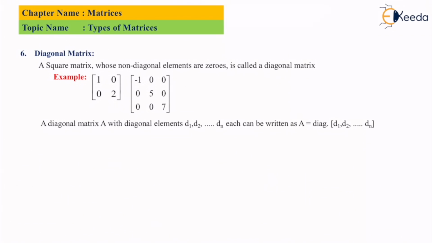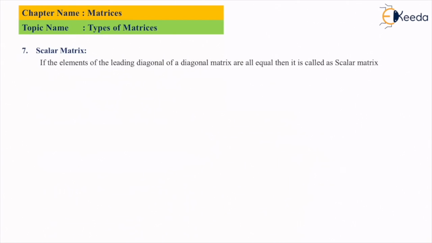So here I can say that this A is equal to diagonal matrix. So in bracket 1, 2. So this itself shows that it's a diagonal matrix. Now let's see the next matrix, that is scalar matrix.